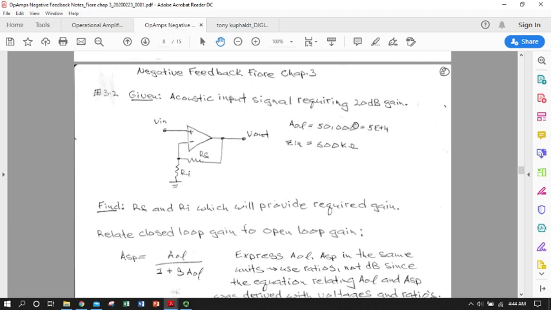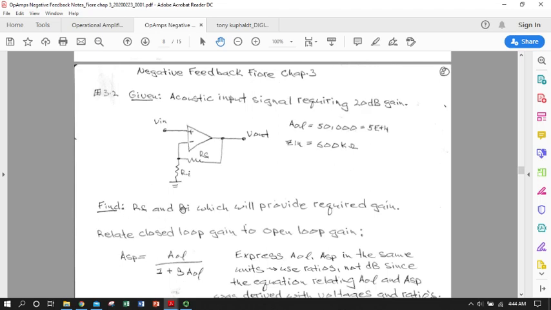Nope. Apologies. We don't. We were given 50,000 as the open loop gain of the op amp. Need a little bit more coffee this morning. And we were given 600 kilo ohms as our input impedance. We need a 20 decibel gain as our closed loop gain, our ASP.